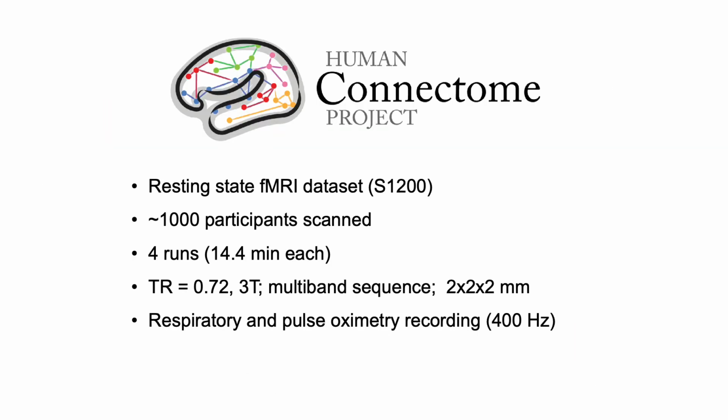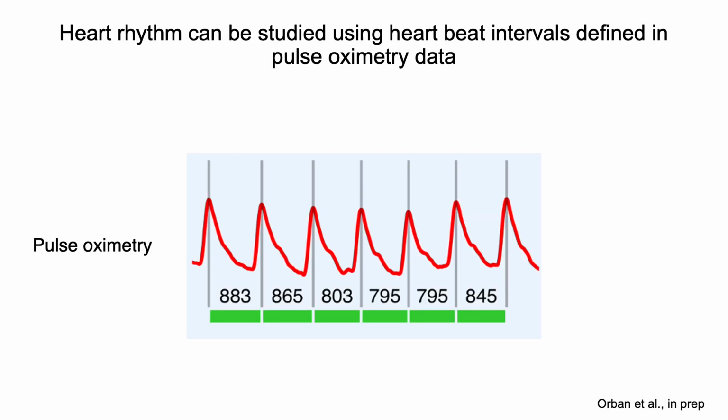We explored this in resting state fMRI data from the Human Connectome Project, or HCP, which has around 1,000 participants scanned for almost an hour at a high temporal resolution with concurrent acquisition of pulse oximetry and respiratory bellows signals. Unfortunately, the HCP did not acquire ECG data, which is the gold standard for studying heart rhythms. However, we could still explore the heart rhythm based on heartbeat intervals defined by pulse oximetry as long as pulse data was of sufficient quality.